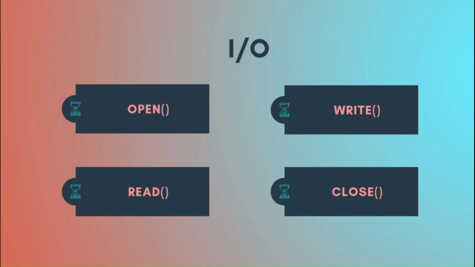Alternatively, you can use readline to read one line at a time, or readlines to read all lines and return them as a list. If you open the file for writing or appending, you can use the write method to write data to the file. The write method takes a string parameter representing the data you want to write. After you finish reading from or writing to a file, it's important to close it using the close method. Closing the file ensures that any pending writes are completed and frees up system resources.